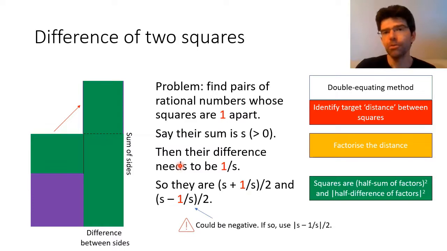So if we want to find two squares that are 1 apart, this method says, well, you can immediately say that those squares can be written as the average of s plus 1 over s, squared, and the average of s minus 1 over s, squared, for any positive rational value of s other than 1.